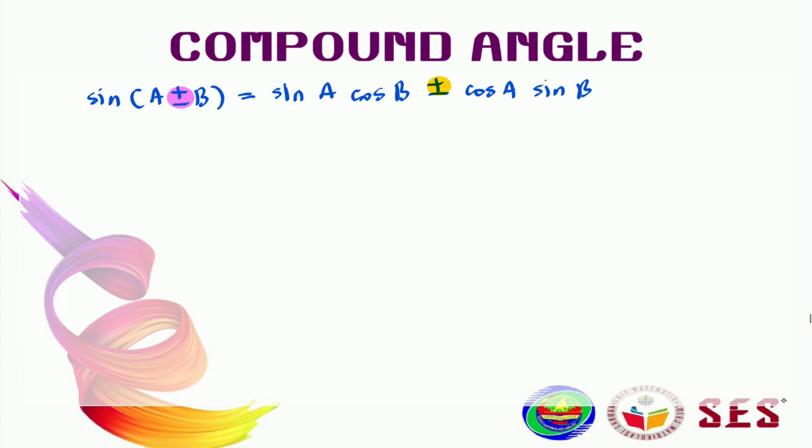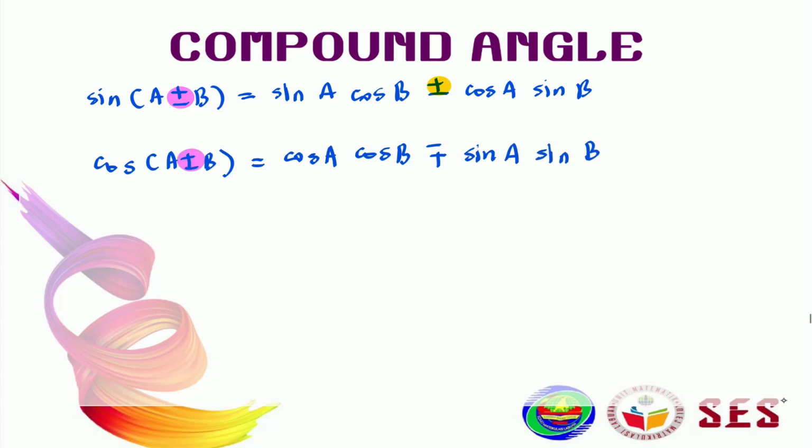Let's look at the formula for cos. If you have cos for A plus or minus B, this is equal to cos A cos B minus plus sine A multiplied by sine B. And again, this plus minus sign here means if this here is plus, then this here will follow as minus. And if it is minus here, this here will follow as plus. So they are going to be the opposite of each other.